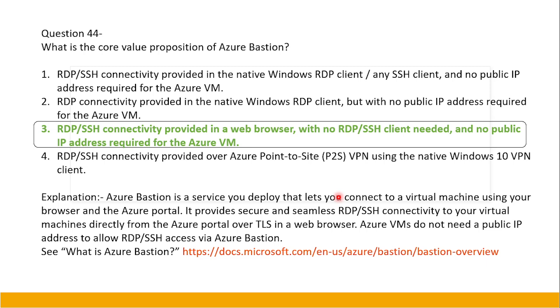RDP SSH connectivity provided over the Azure point of site VPN using the native Windows 10 VPN client. Azure Bastion is a service you deploy that lets you connect to a virtual machine using your browser and Azure portal. It provides secure and seamless RDP SSH connectivity to your virtual machines directly from the Azure portal over TLS. Okay. Now moving on to question number 45.